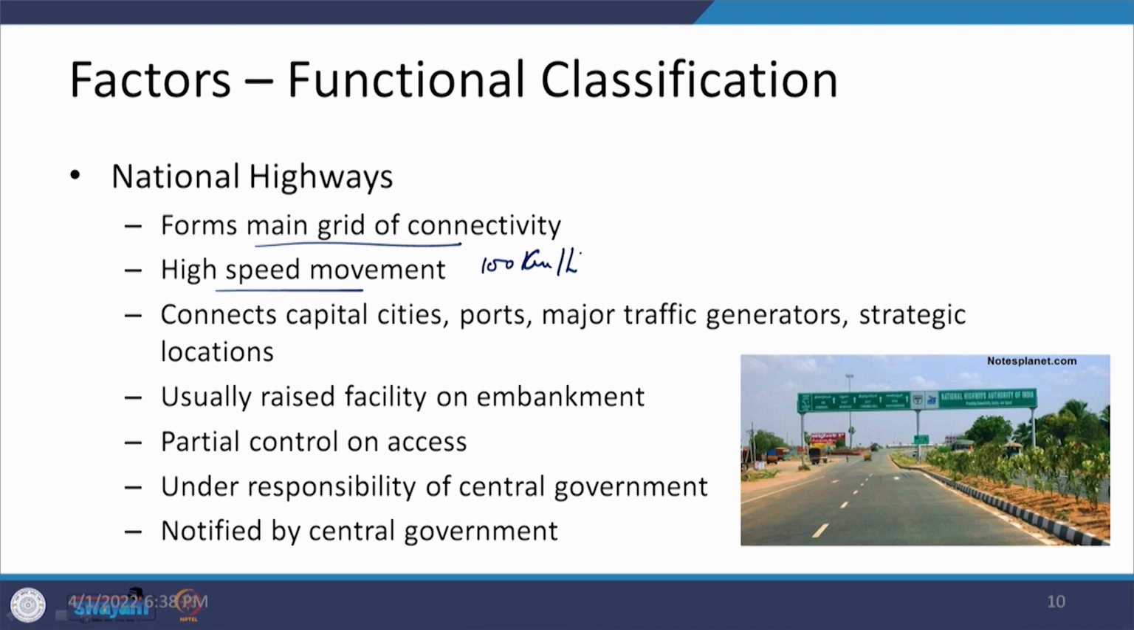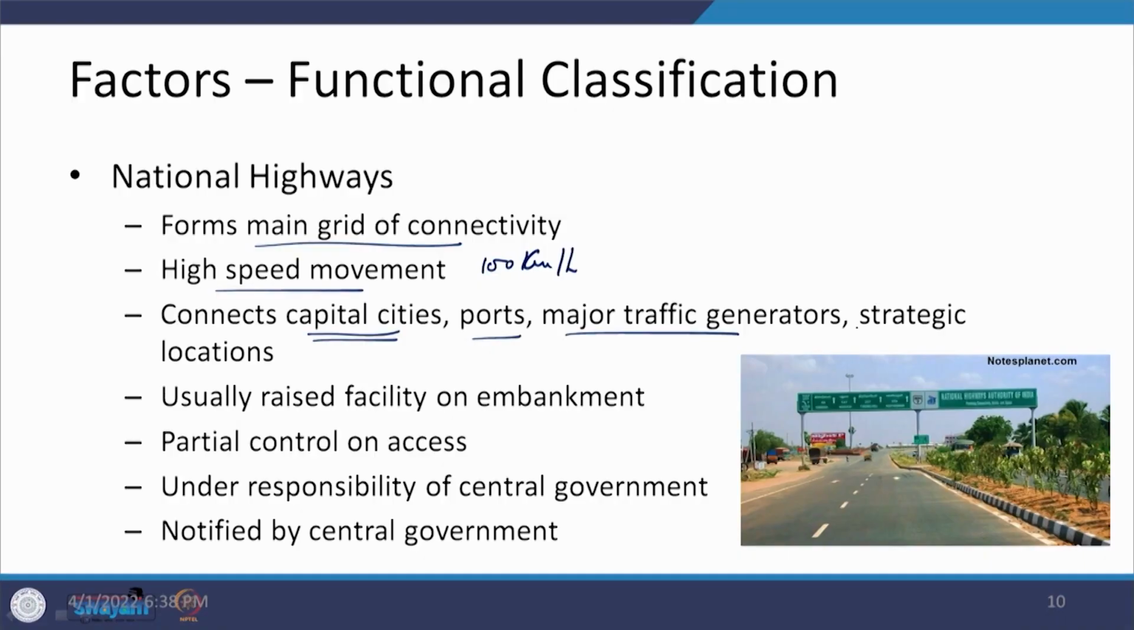Now, these are expected to connect the capital cities of the states with each other. They are also expected to connect the ports and the major traffic generators, because the traffic is going to be moving from or to those particular areas depending on the commodities which are coming at that location, which need to be taken to the different parts of the country where they are having the consumption. Or we are going to connect the strategic locations looking at the strategic requirements of the country in terms of the border areas.